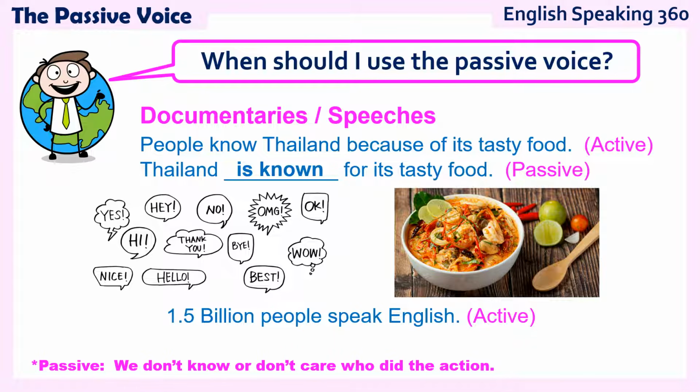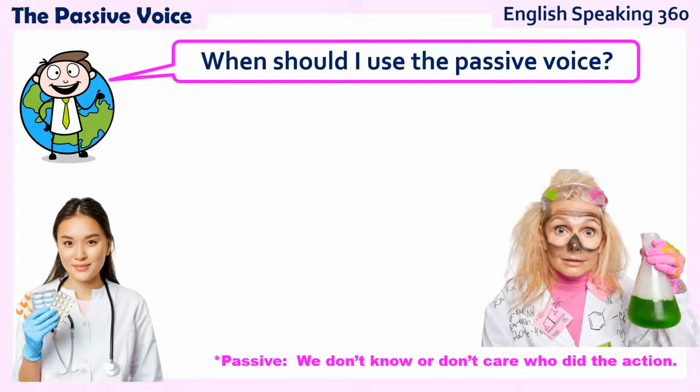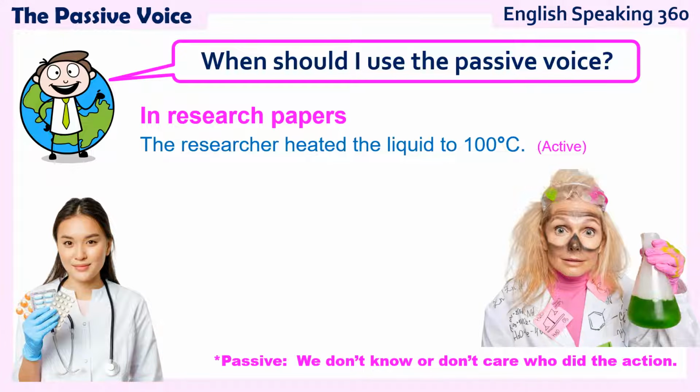1.5 billion people speak English. What's the passive? English is spoken by 1.5 billion people. Here's the last case in which many people use the passive voice: in research papers. Okay, so very often you will see this.